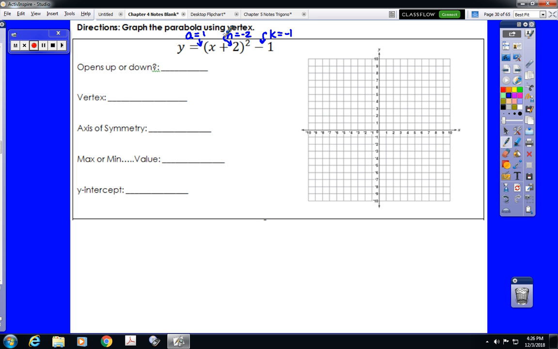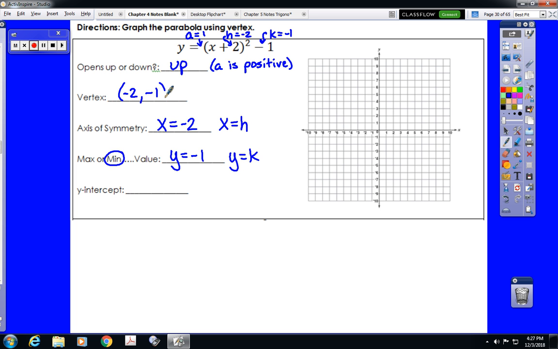Now, as for the opens up and down, that is still based on A. A is positive, which means that this particular graph is opening up. And that also tells us that our vertex is a minimum value. The axis of symmetry for vertex form is x equals h. So that would be x equals negative 2. The actual value is y equals k, which would be negative 1. And that means our vertex is at the point negative 2, negative 1.